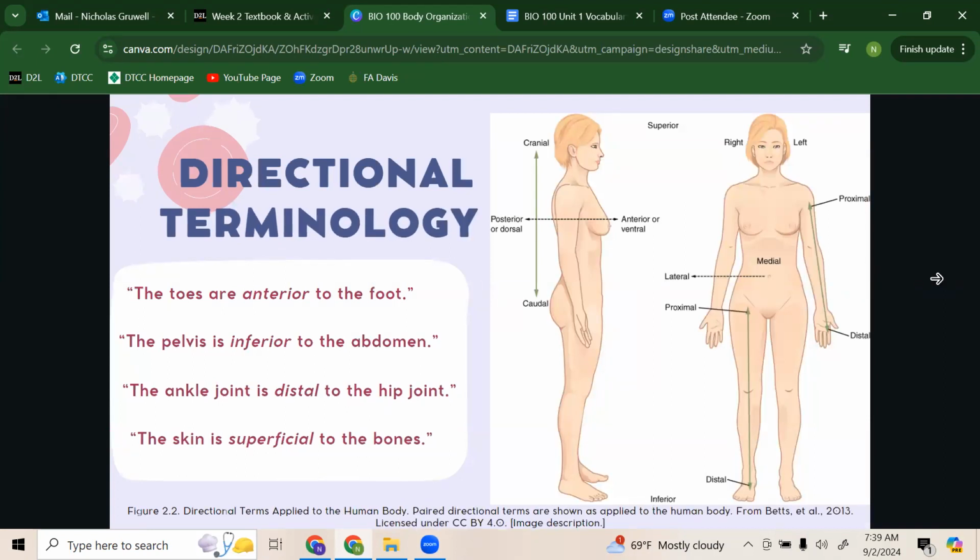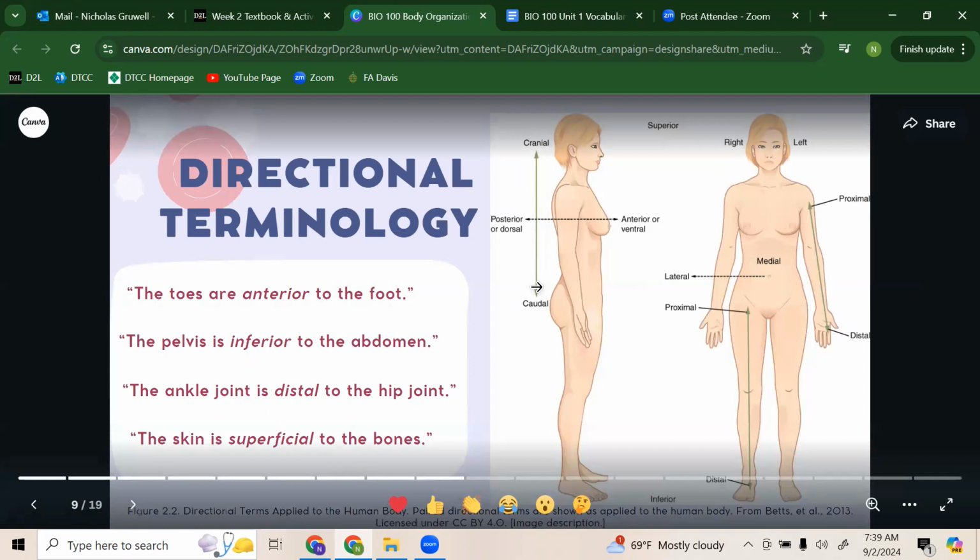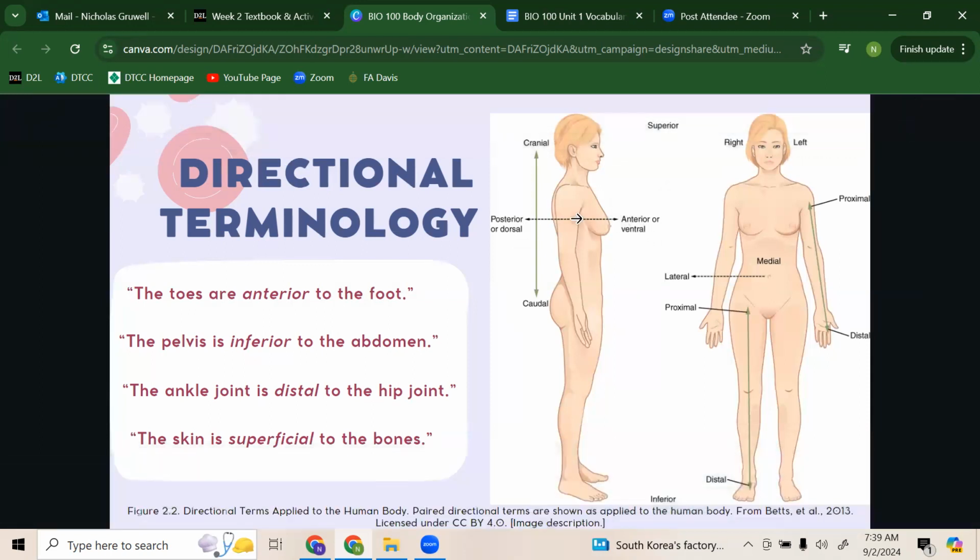Okay, our directional terminology, we talked about this a little bit already, but let's do a bit of a refresher. So remember, superior and inferior is top to bottom. Same thing with cranial and caudal. So we're talking from the head to the tail. Anterior is the front, posterior is the back. Ventral is another word for anterior or the belly side. Dorsal for posterior or the back side.